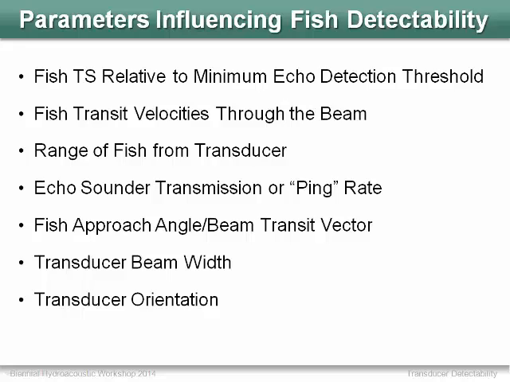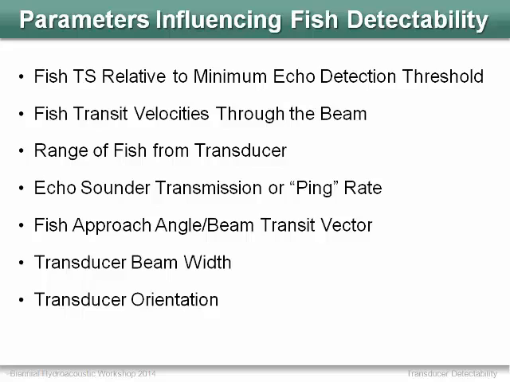So target strength relative to the minimum echo detection threshold, we looked at that in the early slides, where you can get some reductions in your sample volume for very small fish. We can totally dodge that one if we collect to a minimum echo detection threshold that's at least 6 dB smaller than our smallest size fish of interest. Fish transit velocities or boat speed, and the range of fish from the transducer as it spreads, we get bigger percent detectability across the beam.